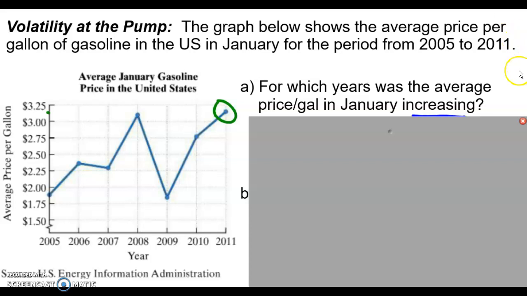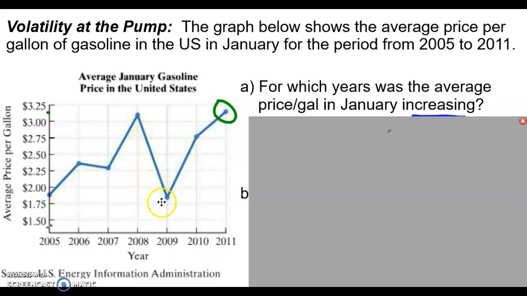So if I'm looking at this and the question is, what years was the average price per gallon in January increasing? Well, that means it's going up as we read from left to right. So from 2005 to 6, we see that this trend is upward. Then it takes a slight dip. So 2005, 2006 is the first time. Then a sharp increase between 2007 and 8.